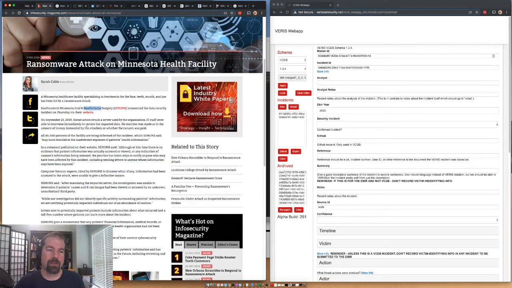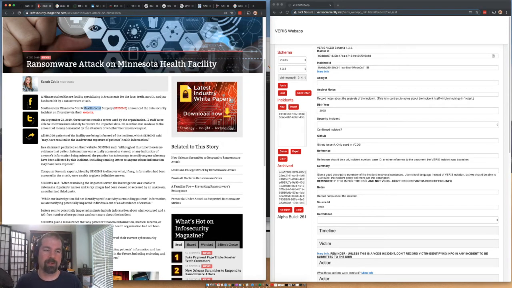Okay. It struck a server used by the organization. IT staff were able to intervene to restore the impacted data. No mention was made as to the amount of money or whether the ransom was paid. So if they were able to restore data that well, it kind of implies that either this was a cloud service or they just paid it.